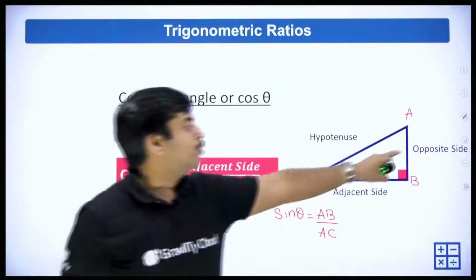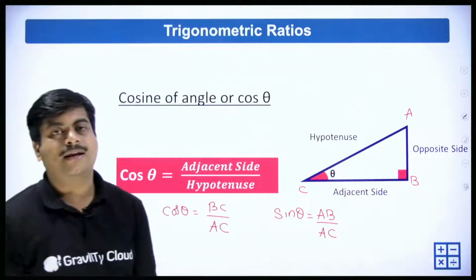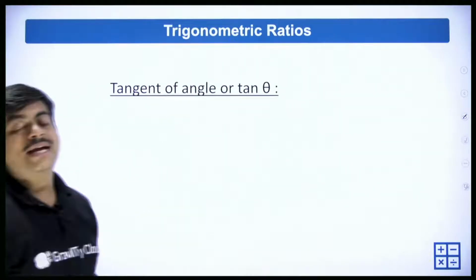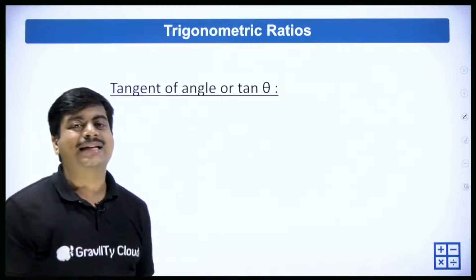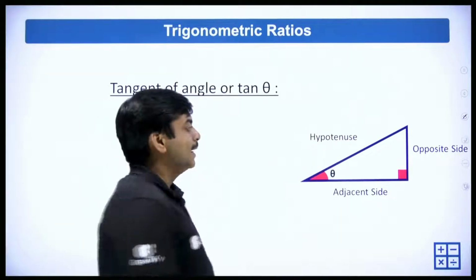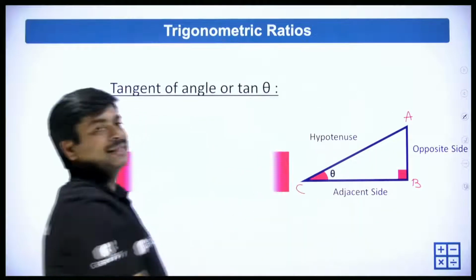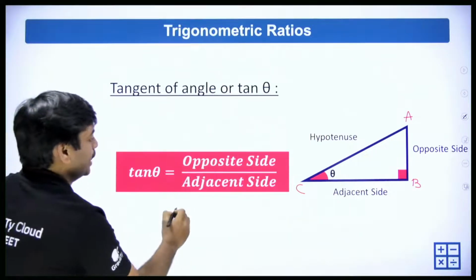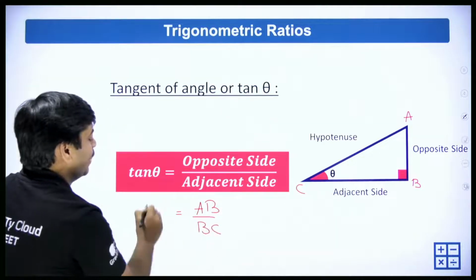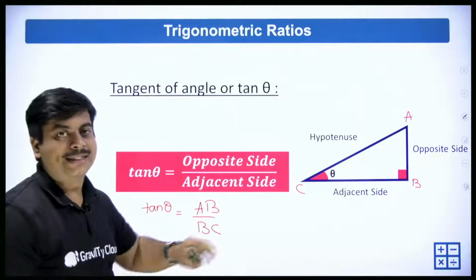Without hypotenuse, that means only two sides are left, opposite and adjacent. So what is opposite side by adjacent side? It is called tangent, or in short we write it as tan theta. Tan theta is opposite by adjacent, that means AB by BC. The opposite side is AB and the adjacent side is BC. So tan theta is equal to AB by BC.